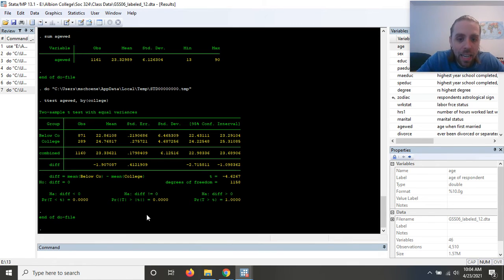So is there a difference between these two groups? Well, let's first look at the two-tailed test. The probability value, 0.0000. Highly significant finding. So if we were doing a two-tailed test, we would say absolutely there is a difference in terms of age at first marriage.